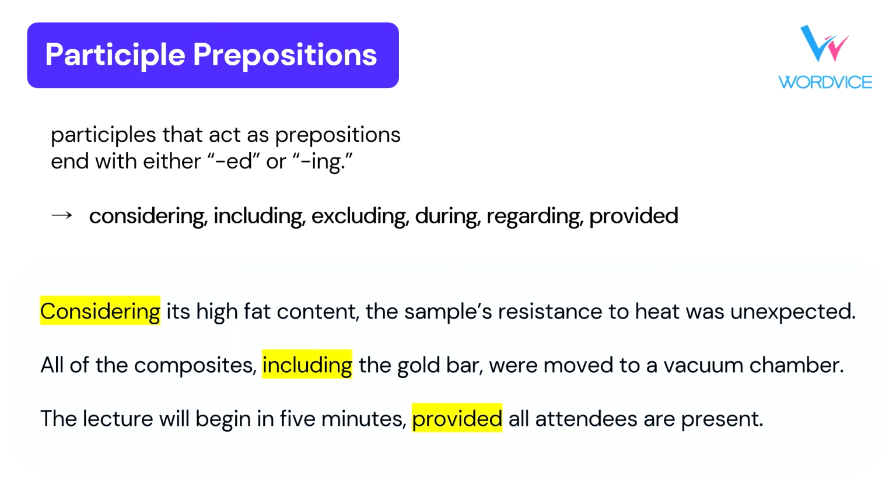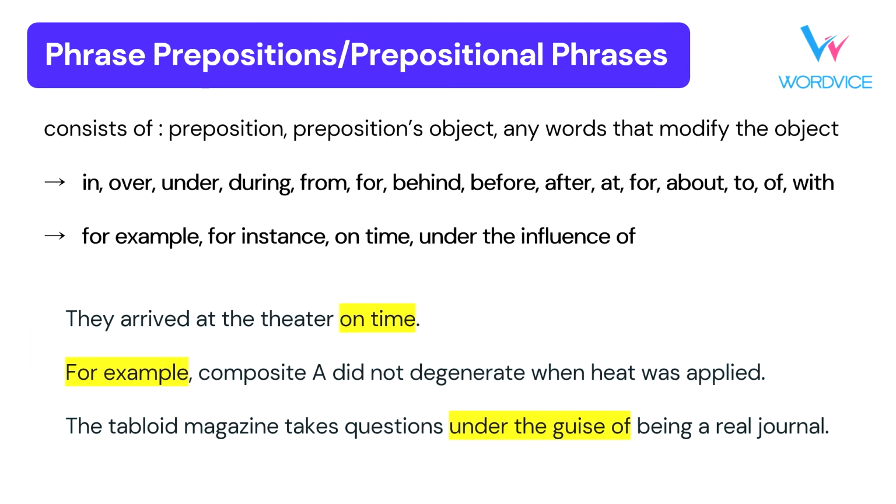Participle prepositions are participles that act as prepositions. They end with either ed or ing. Common participle prepositions are considering, including, excluding, during, regarding, and provided. Participle prepositions are often part of phrases or dependent clauses. These should not be used as the main verbs in a sentence.